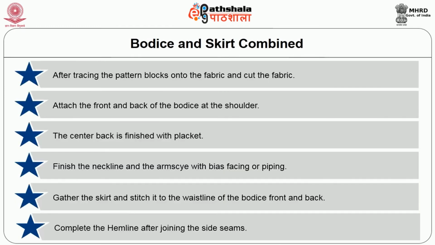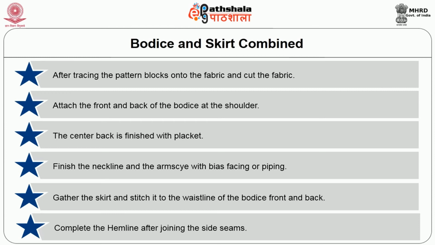After tracing the pattern blocks onto the fabric, cut the fabric into the pattern pieces. The pattern outlines are traced onto the fabric and the fabric is cut following the pattern lines. The fabric pieces of the front and the back are joined at the shoulder. The center back is finished with a two-piece placket. The neckline and the armscye are finished with a bias facing or piping.